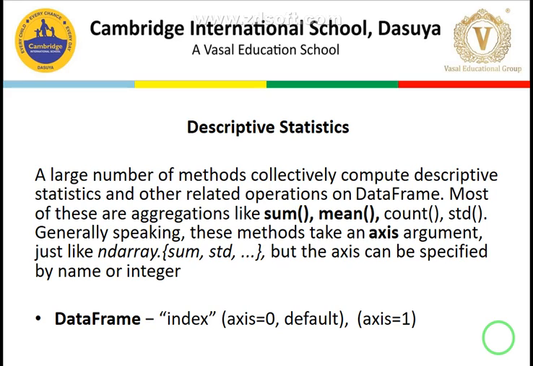So again, what is descriptive statistics? A large number of methods collectively compute descriptive statistics and other related operations on a data frame. The most common are aggregation operations like sum, mean, count, standard deviation, variance. These are the examples. Generally speaking, these methods take axis. In a data frame we have two axes. By default axis is equal to 0, which means the operation will be applied column wise. If you put axis equal to 1, the operation will be done row wise.